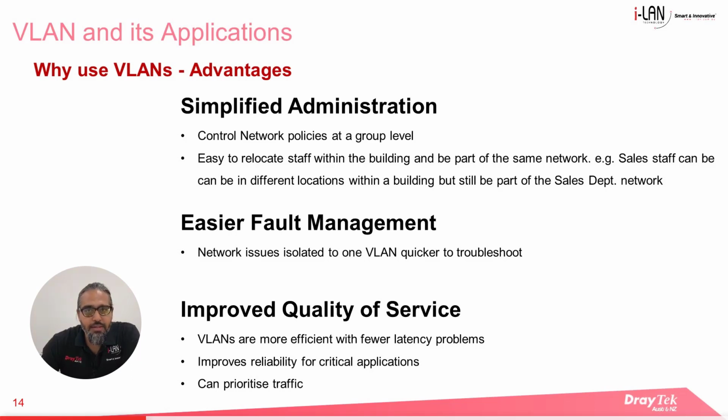VLANs also provide improved quality of service by managing traffic more efficiently, so that end users experience better performance. There are also fewer latency problems on the network and improved reliability for critical applications. VLANs can also be used to prioritize traffic to ensure critical application data keeps flowing even when lower priority traffic, such as web browsing, spikes.